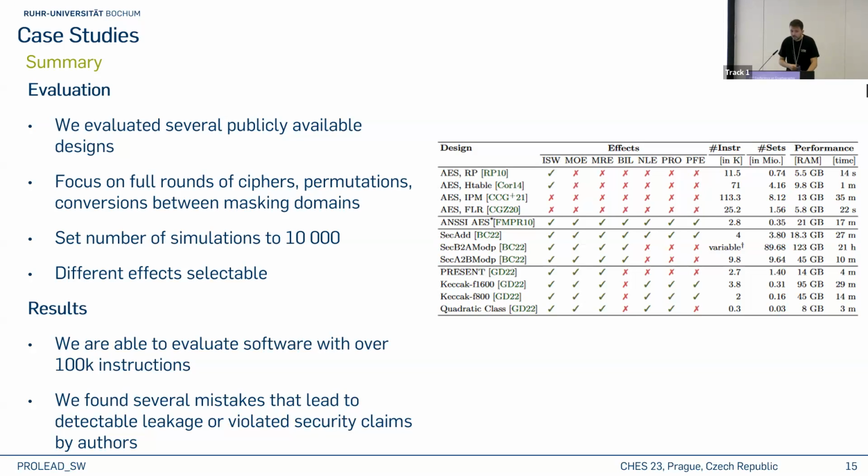As you can see on our result table, we are able with ProLite to evaluate software with over 100,000 instructions and found several mistakes that either lead to detectable leakage or violated security claims by the authors. Here, I would like to note that some schemes were already modified by the authors. Most notably, maybe some of you attended the talk previously, we also found a bug in one of the implementations of the best paper that was presented previously. This is not a flaw in the scheme itself, but rather a non-trivial bug in the implementation. It shows how hard it is to follow security principles in software, and with this, I would like to further emphasize the usage of our tool.